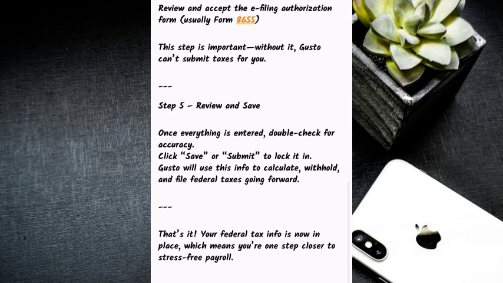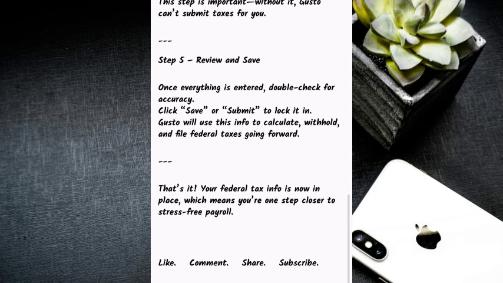Step 5 is to review and save. Once everything is entered, double check for accuracies and then click save or submit to lock it in. Gusto will use this info to calculate, withhold, and file federal taxes going forward. And that's it. Your federal tax info is now in place, which means that you are one step closer to stress-free payroll.